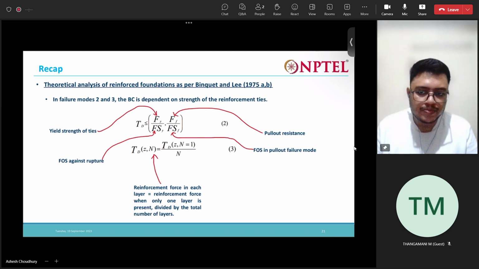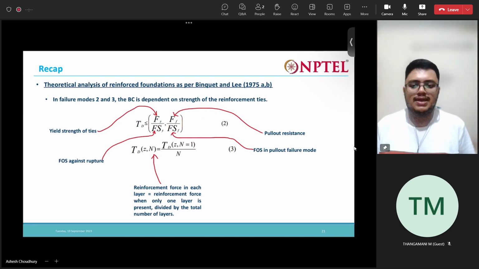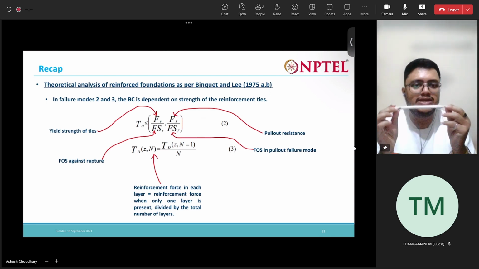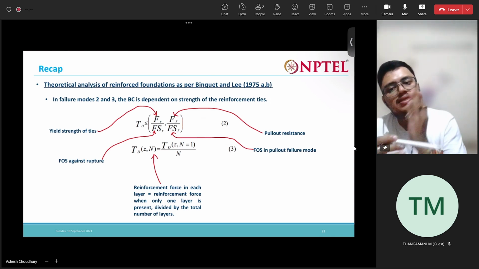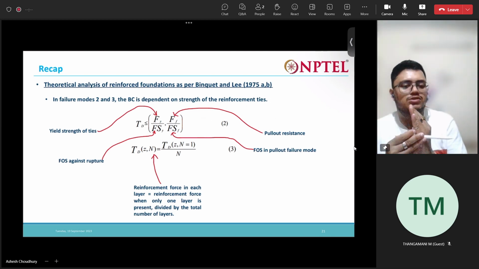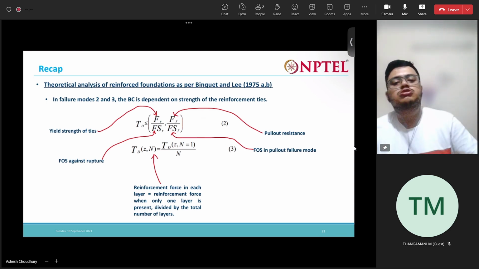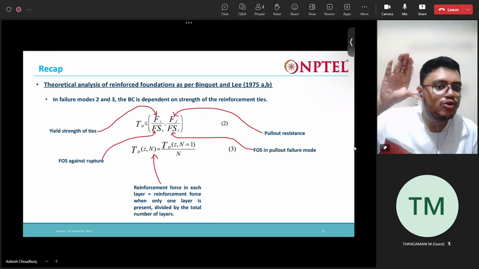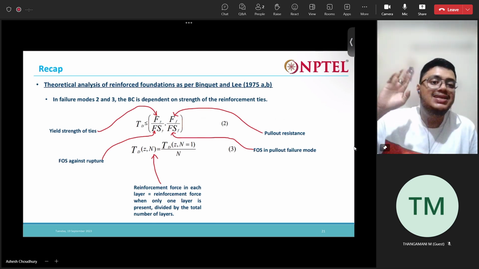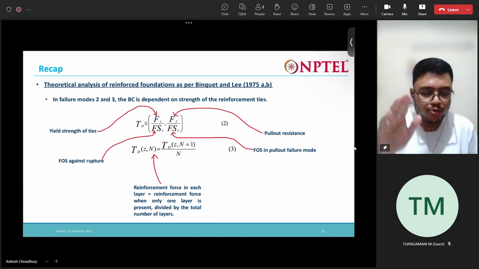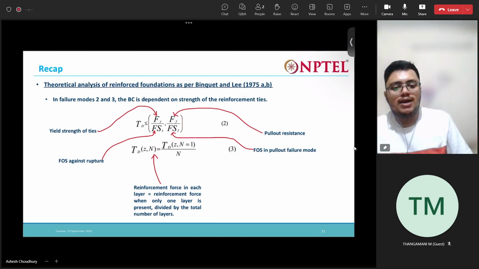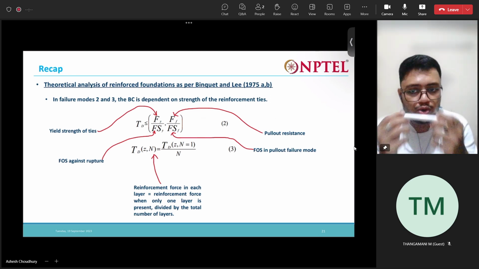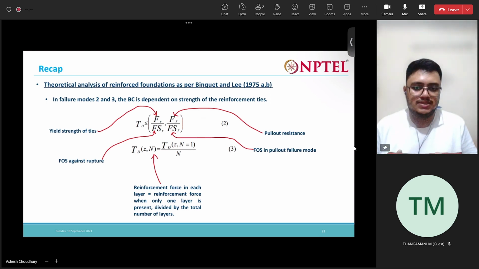Obviously, it's going to rupture. Obviously, it's going to break, right? So we need to ensure that the load coming on each reinforcement is less than the yield strength of the reinforcement, right? And this satisfies the third mode of failure. To prevent the second mode of failure, that is the pull out mode of failure, we need to ensure that the pull out resistance is actually higher than the load that is coming on the reinforcement, right?